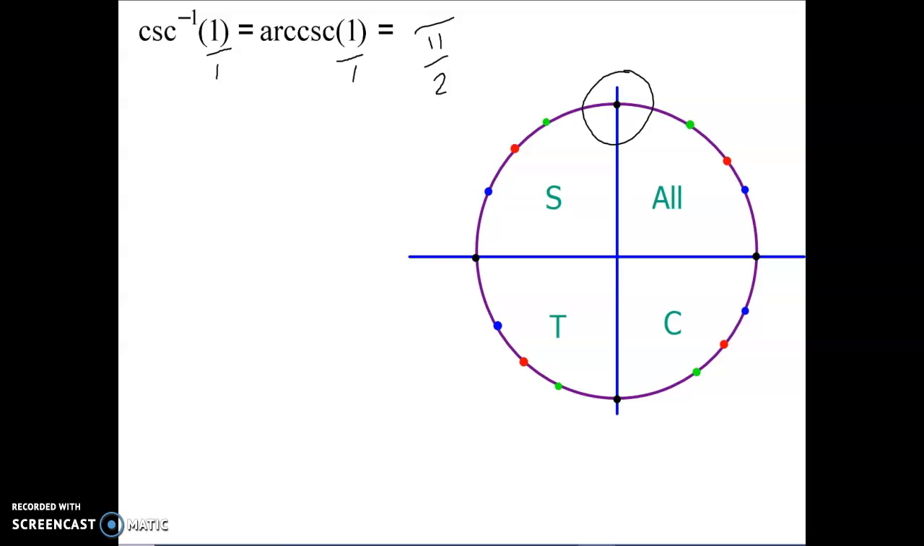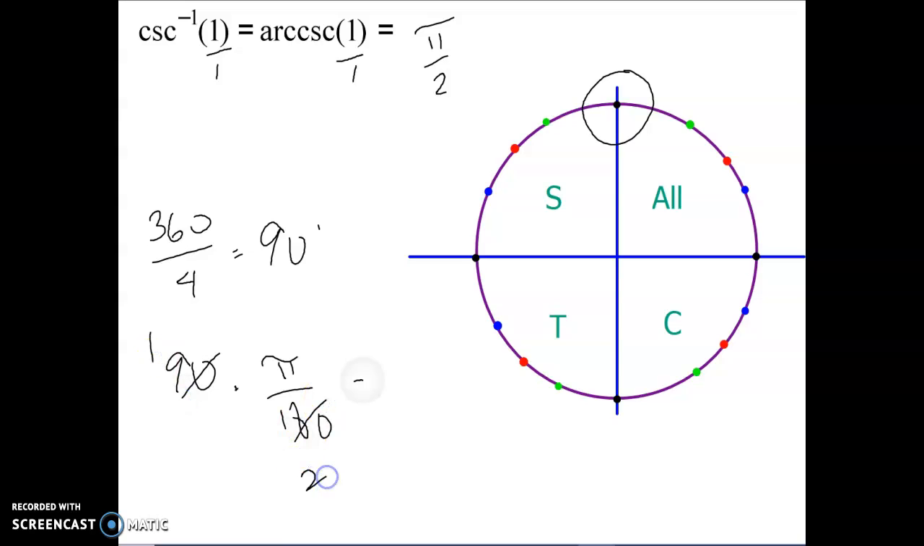All right, if you're not quite ready to think in radians yet, think about it this way. A whole circle is how many degrees? 360. And I went 1/4 of a circle. 360 divided by 4 is 90 degrees. And then if I take 90 and multiply by pi over 180 and simplify, I'm going to get pi over 2. So either way, I'm going to end up with pi over 2 as my answer.